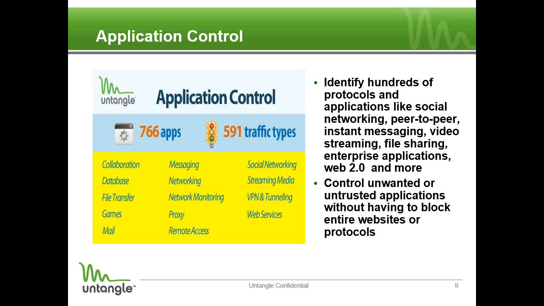As far as application control goes, it leverages the network application visibility library from one of our Untangle OEM partners called Vineyard Networks, where we can perform deep packet and deep flow inspection of network traffic. So this allows the Untangle server to accurately identify thousands of today's common applications such as social networking, peer-to-peer, instant messaging, video streaming, file sharing, enterprise applications, Web 2.0, and a lot more.